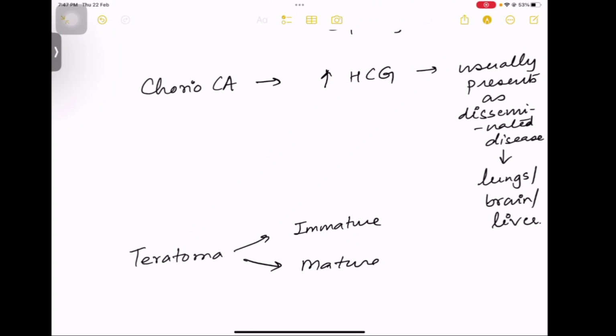Let's move on to another type, that is teratomas. Teratomas are of 2 types. It can be an immature teratoma and it can be a mature teratoma. The tumor marker in case of teratoma is alpha fetoprotein. Okay. Now let's move on further.